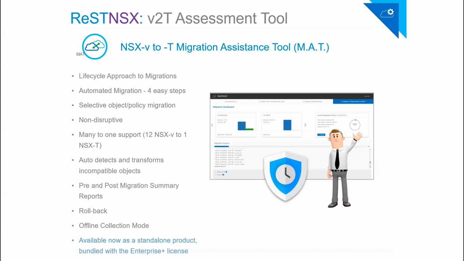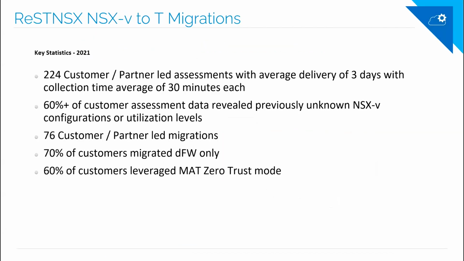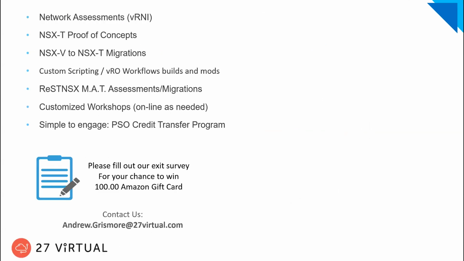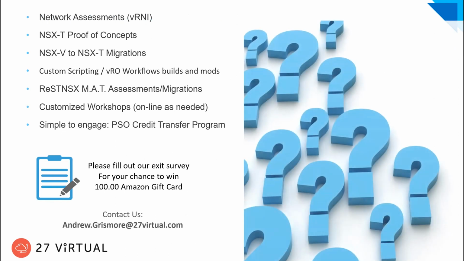Right. So we've done small ones, 200 rules, 500 rules, 2,000 rules, 2,500 rules, 15,000 rules, you name it, we've seen it. And we've been doing these projects together for the last year. So there's a lot of value in that. And you can kind of see the number of customers and partner-led deployments that have been done using DJ's tool with REST NSX. It's awesome. 27 Virtual can help you in all these different scenarios.